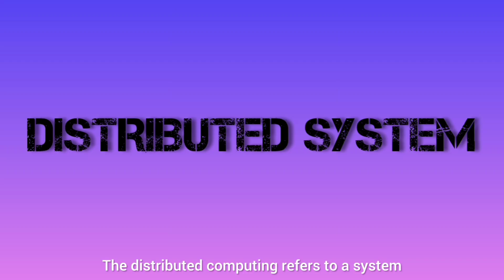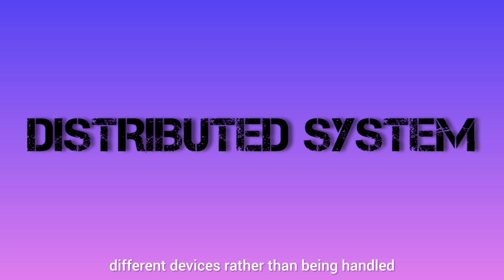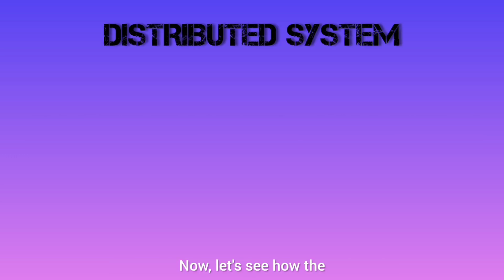Distributed computing refers to a system where the processing and the data storage are distributed across different devices, rather than being handled by a single device. Now let's see how the distributed system works.